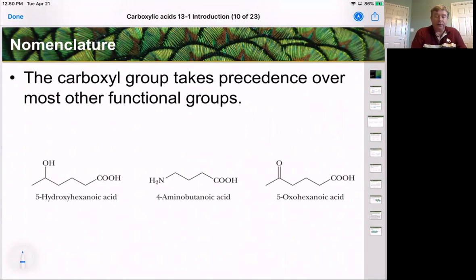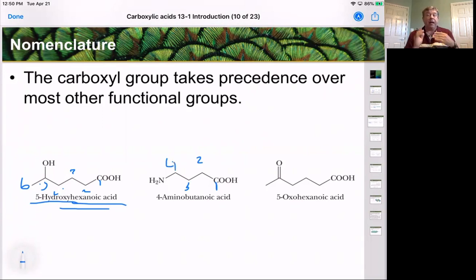So if we look at this first one here, we have carbon 1, 2, 3, 4, 5, and 6. So we have hexanoic acid right here, and we have a hydroxyl group on that 5 carbon. So it's 5-hydroxyhexanoic acid. When we have this other carbon here, we have to again start right here at the carboxylic acid carbonyl and have 1, 2, 3, 4. So that would make it butanoic acid. Therefore, we have 4-aminobutanoic acid.